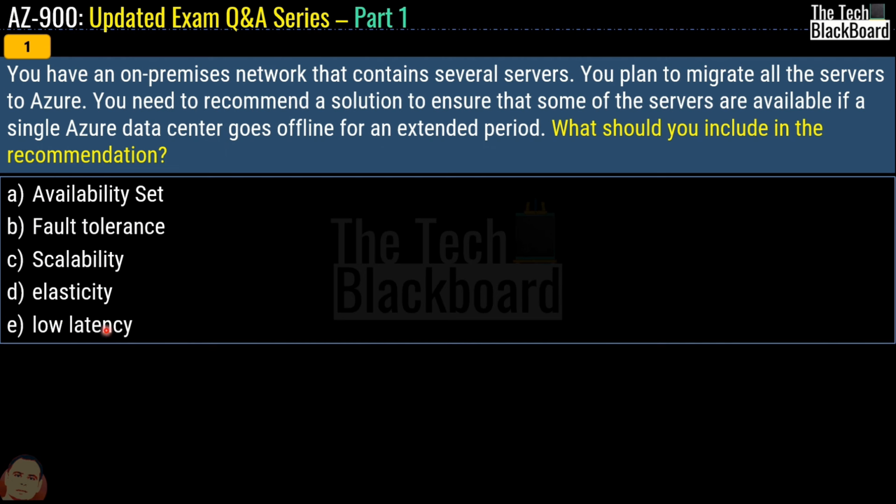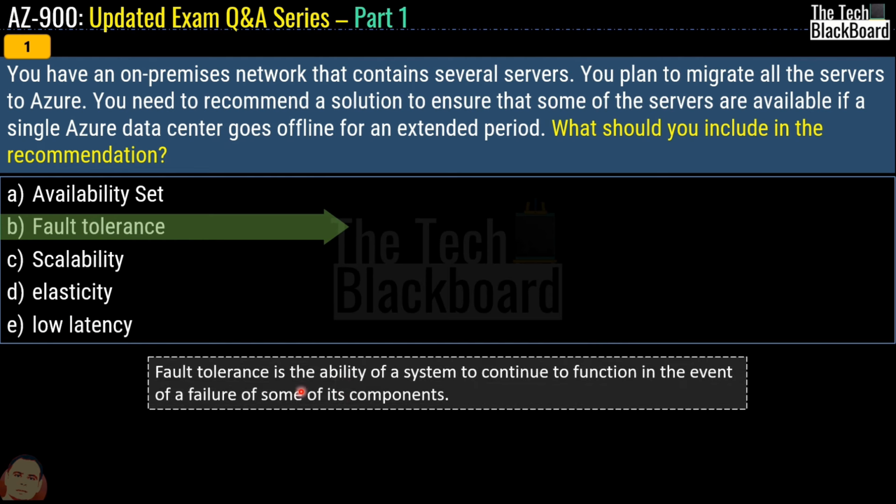And the correct answer for this question is option B, fault tolerance. And the reason is that fault tolerance is the ability of a system to continue to function in the event of a failure of some of its components. And we can very well see in the question that we need to recommend a solution that should keep functioning even if a single Azure data center goes offline, which means that the Azure data center fails. However, we need to bring up a solution or we need to create a solution that should still keep functioning. And that's why we have chosen fault tolerance as the answer of this question.